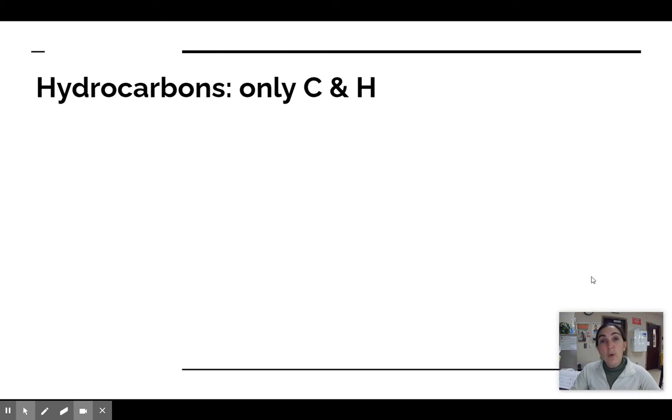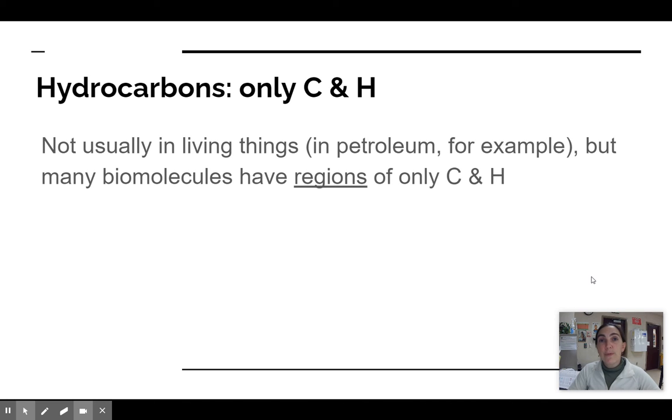Some molecules that only contain carbon and hydrogen are referred to very obviously as hydrocarbons. Hydrocarbons are not frequently found in living things. They're actually molecules that make up a lot of fuels like petroleum and ethanol and things like that. But there are a lot of organic molecules that have large regions, big parts of the molecule that are only made of carbon and hydrogen.